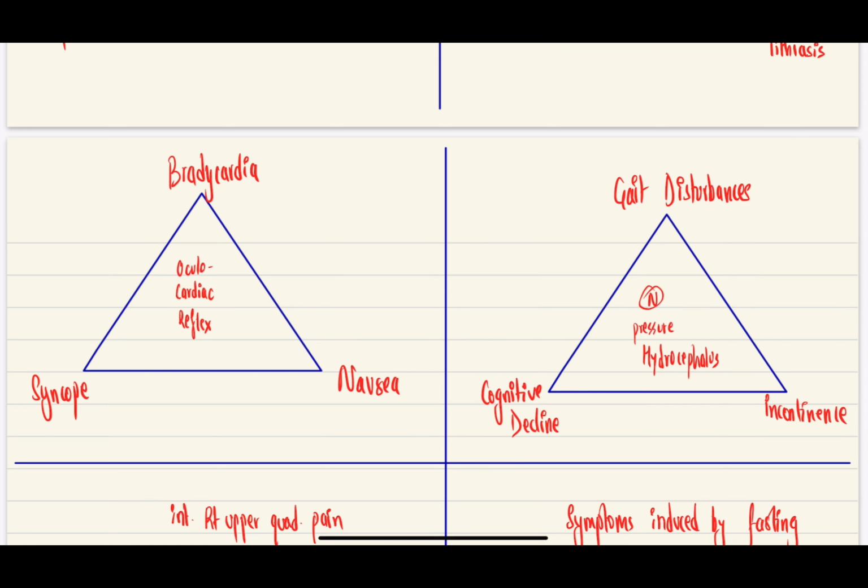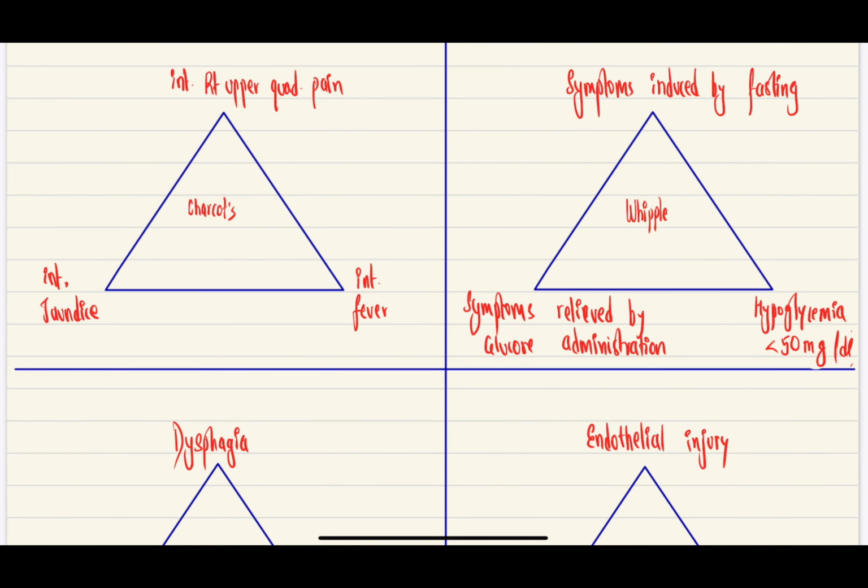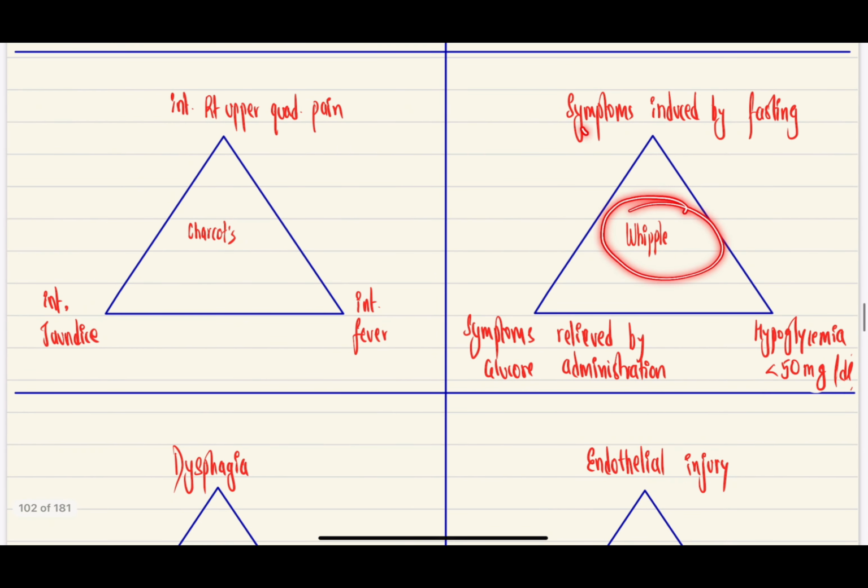We have normal pressure hydrocephalus: magnetic gait, cognitive decline, and urinary incontinence. We have Charcot's triad: intermittent right upper quadrant pain, intermittent jaundice, and intermittent fevers. We have Whipple's triad: symptoms induced by fasting, symptoms relieved by glucose administration, and hypoglycemia less than 50 milligram per deciliter. We have the triad for achalasia cardia: dysphagia, weight loss, and regurgitation.